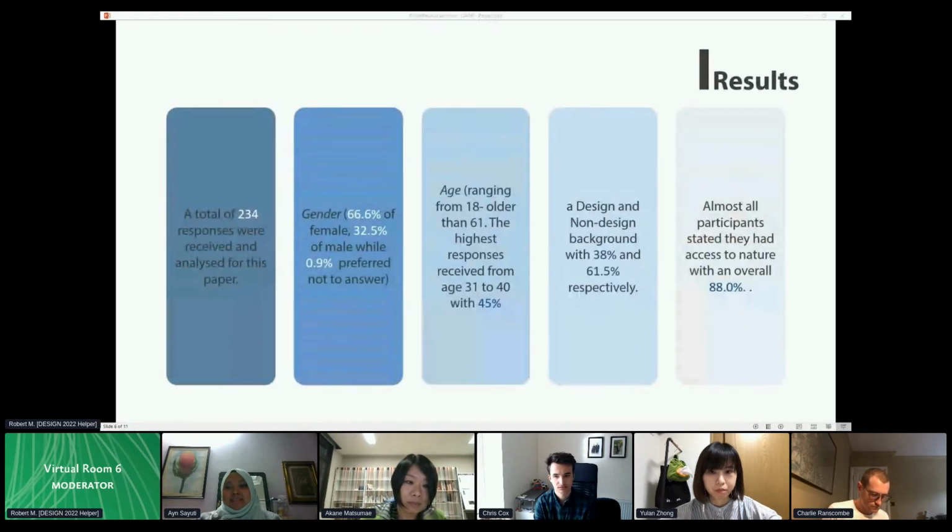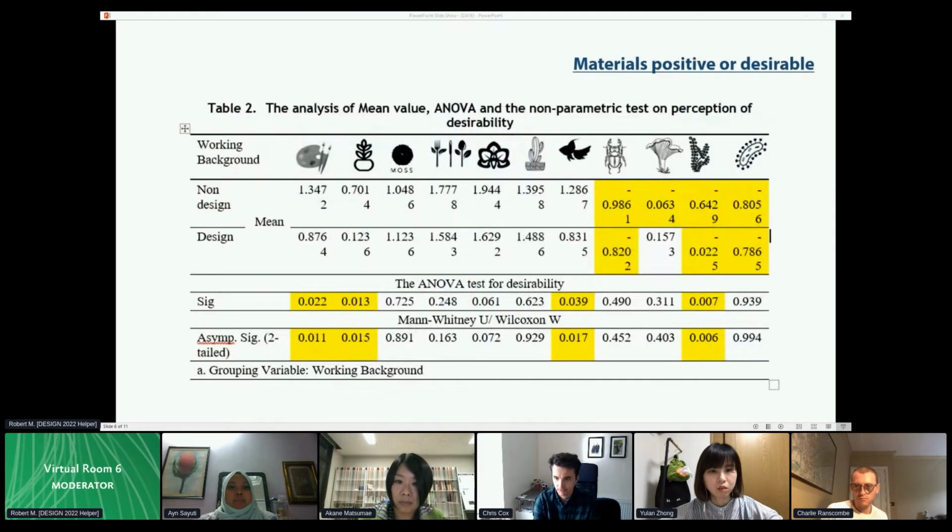We move on to the result, where a total of 234 responses were received and analyzed for this paper. And there are 38% of designers and 61% of non-designers involved in the studies. The respondents were asked to use a 7-point Likert scale to rate the level of desirability, practicality, aesthetically pleasing, and the common familiarity for the incorporation of the artificial and biological materials into everyday product design.